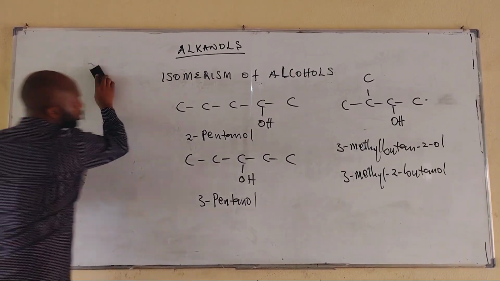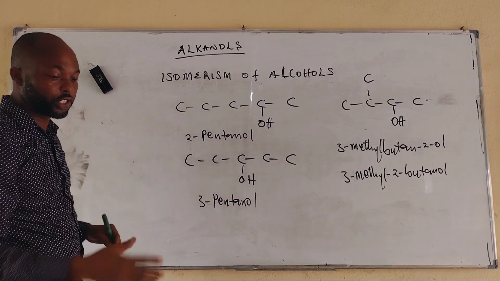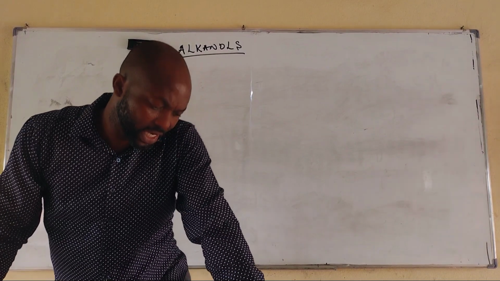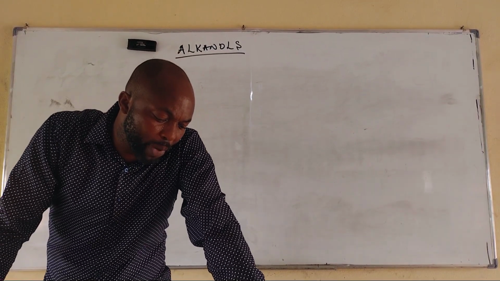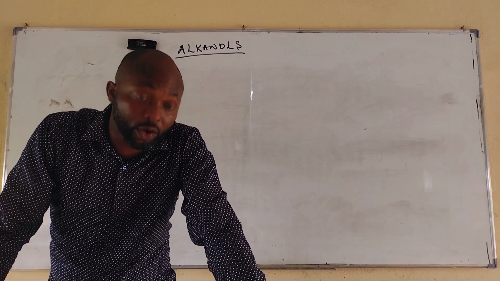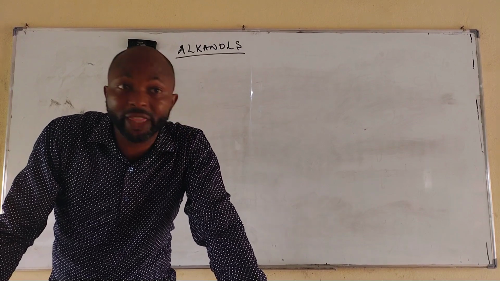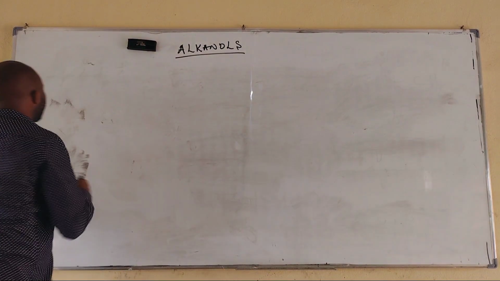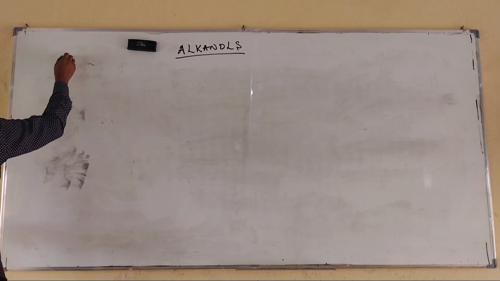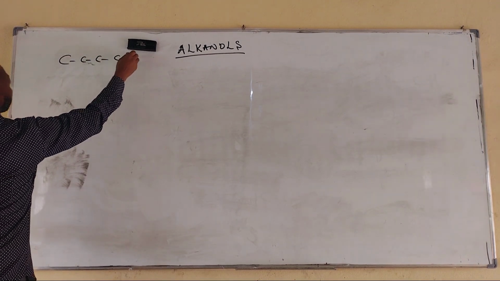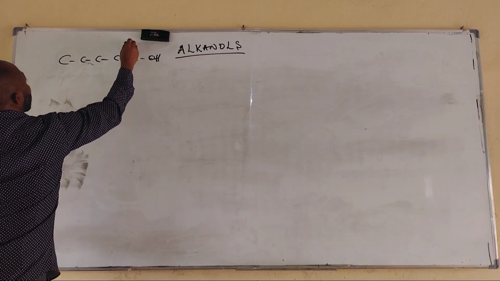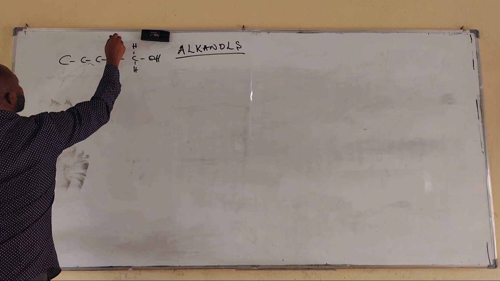Now, let's move on to another question. We are answering questions now. The next question says, write the structure and the IUPAC name of an optically active alkanol, which is isomeric with pentanol. Okay, pentanol is 1, 2, 3, 4, 5. This is our OH. Hydrogen, hydrogen, hydrogen.